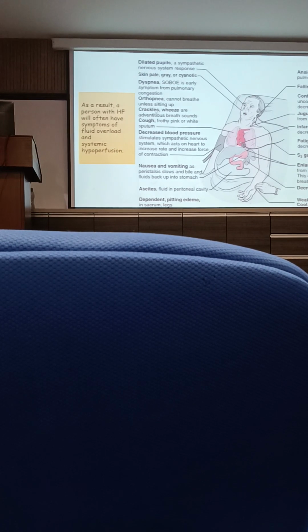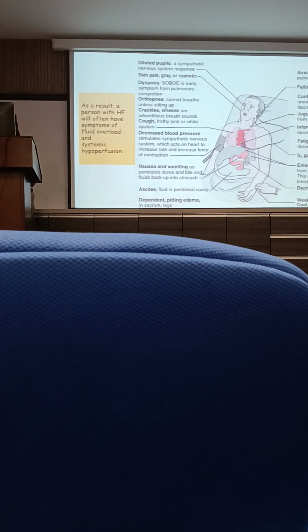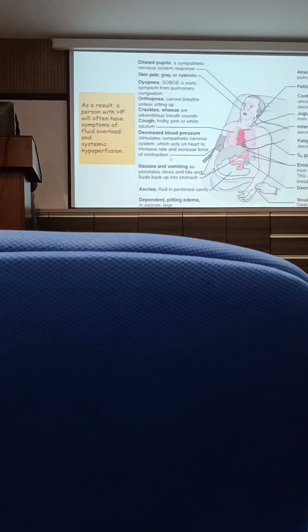They cannot breathe, so there's orthopnea. Orthopnea is difficulty in breathing unless they are sitting up. So the patient cannot lie down flat. There are crackles and wheeze and also cough because they have fluid in the lung. There is a decrease in blood pressure, because of the activation of the sympathetic system earlier, causing vasoconstriction, then tachycardia and increased contractility. Eventually, the decrease in blood pressure is because of the reduction in cardiac output, which will stimulate the nervous system. So the patient can have tachycardia and increased contractility. The patient has nausea and vomiting.